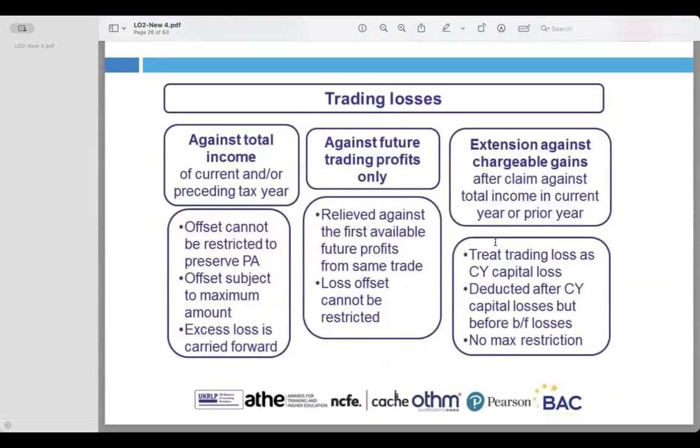Trading losses again: against total income, against future trading profit, extension against chargeable gains. So any idea about what trading losses are? Anyone?